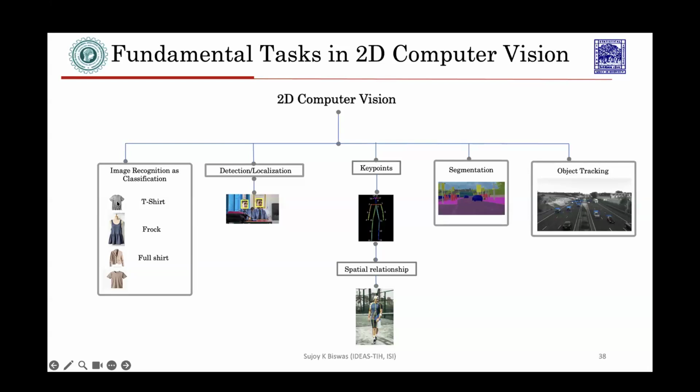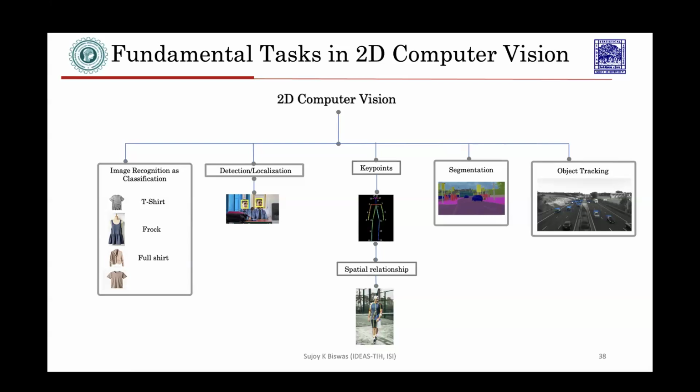But here, each image has a dominant object that is the image of some apparel, right? This is a t-shirt, this is a full shirt, this is another t-shirt, this is a frock. Now, can we build one classifier that can classify this dominant object? This task is known as image recognition, and image recognition is solved as a machine learning classification problem.